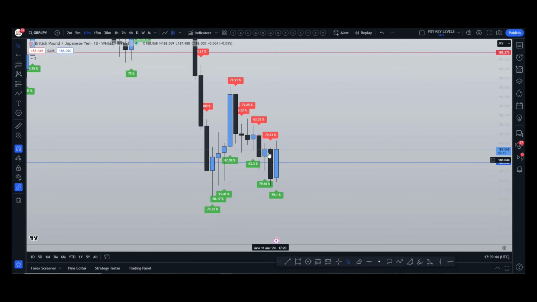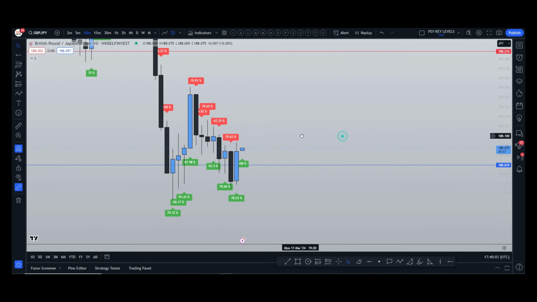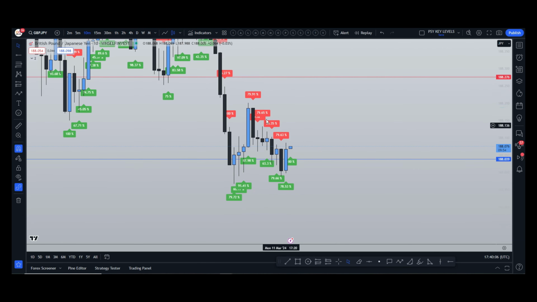Look, wick rejections here. Price closes bearish. Now we want to see in 10 seconds, it's lagging a bit right now, let's see what happens. This candle's about to close, and we can take it from there. Okay, it's closed. So let's just say we take a buy.